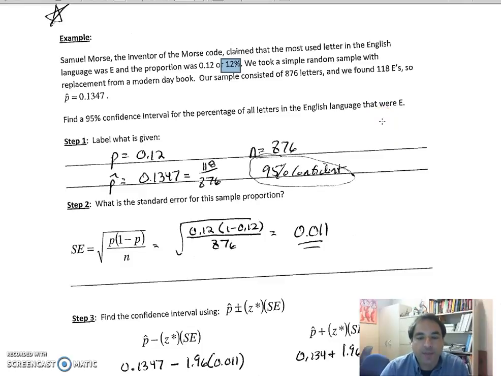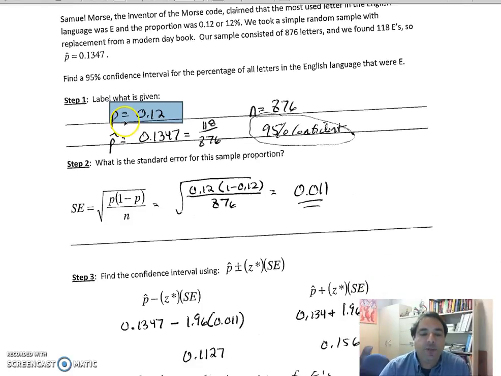Now, please remember, in these examples, we normally don't have p. We're using p hat to estimate p. So this is a weird one, okay? So p is 0.12, p hat is 0.1347, n is 876, and we're looking for 95% confident.